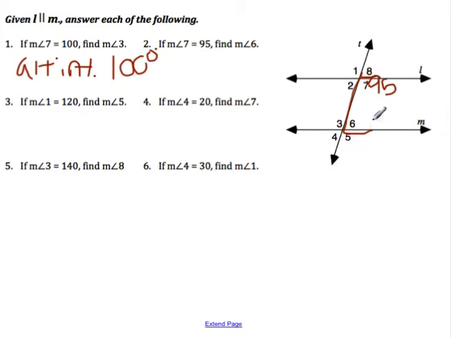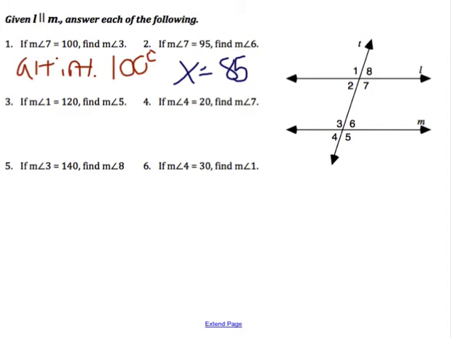So let's call angle 6 x because we don't know what it's equal to. Then I know that 95 plus x is equal to 180. So we need to subtract 95 from both sides. Once we do that, we get 180 minus 95, which gives us 85. So the measure of angle 6 would then be 85. Next, let's take a look at the next one.